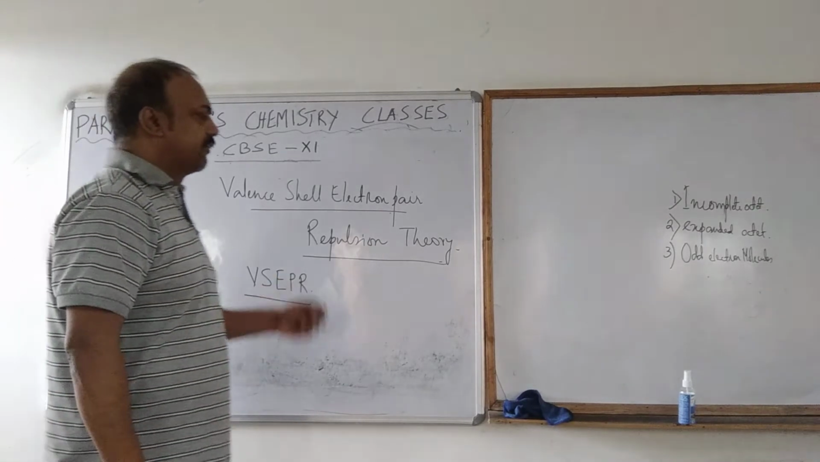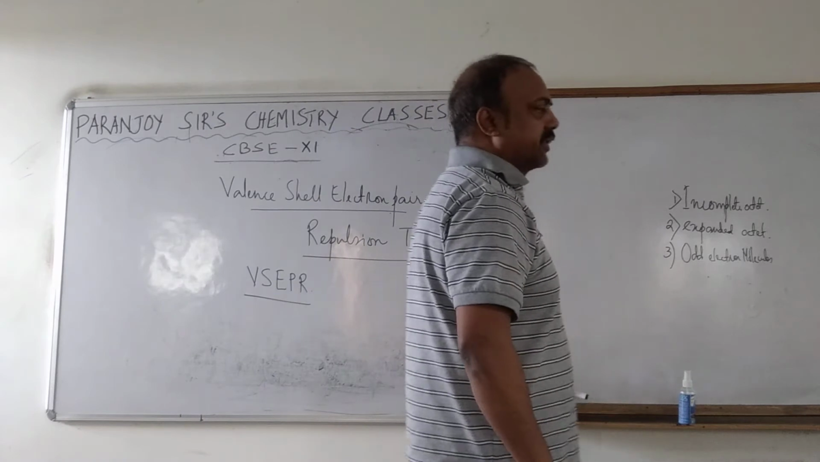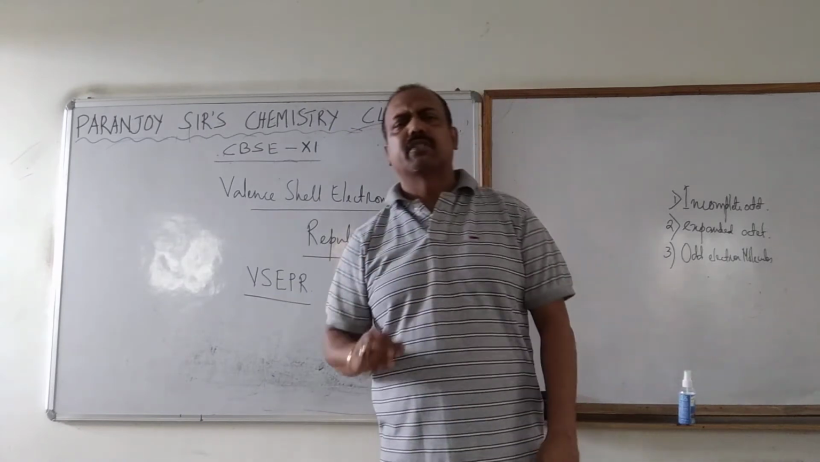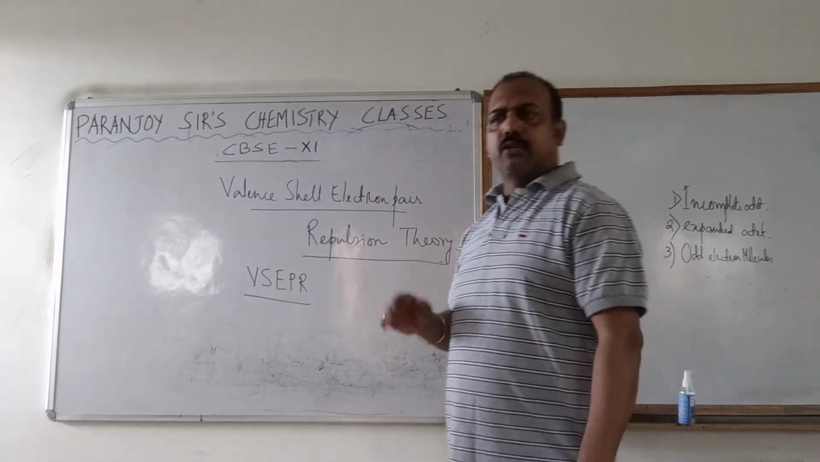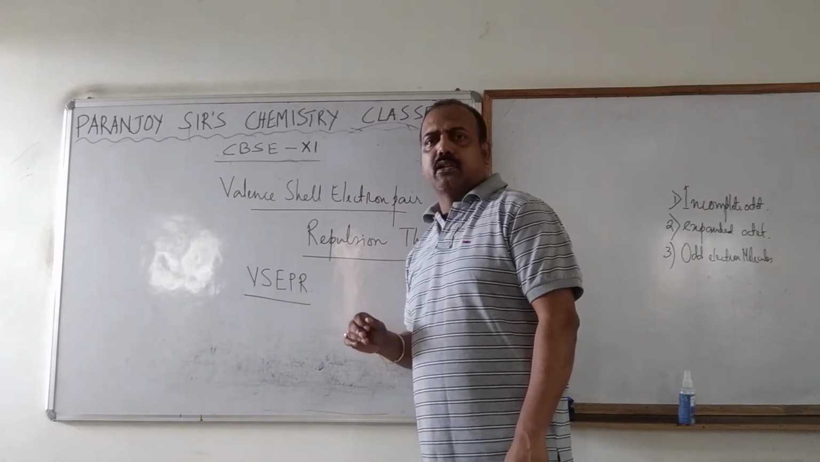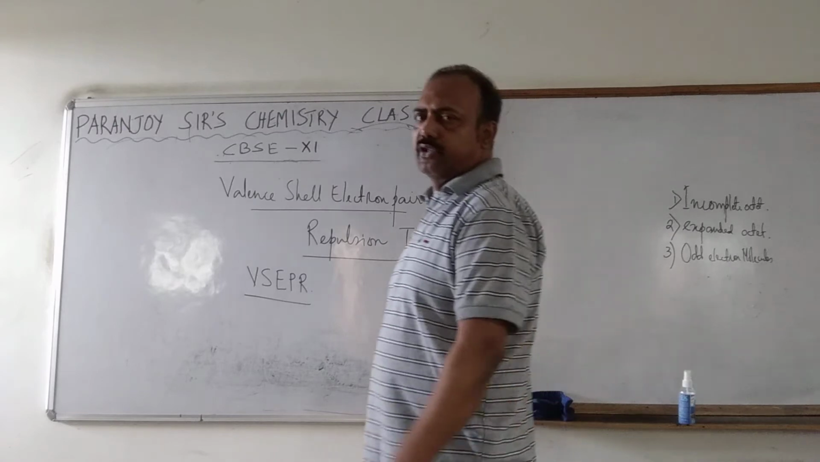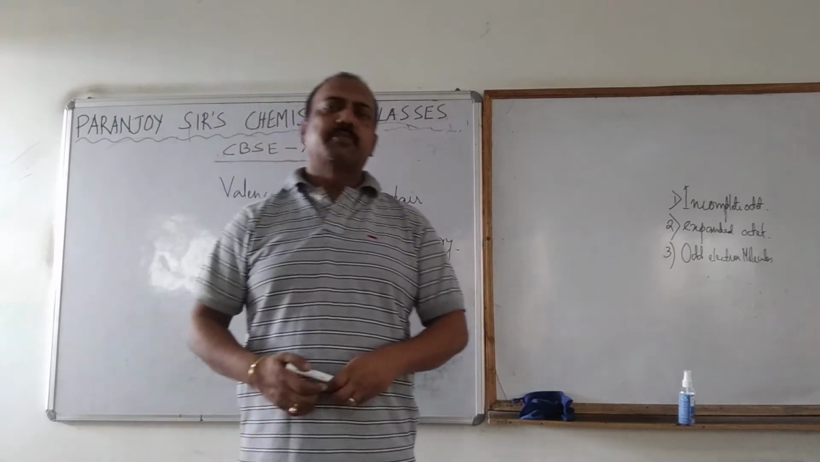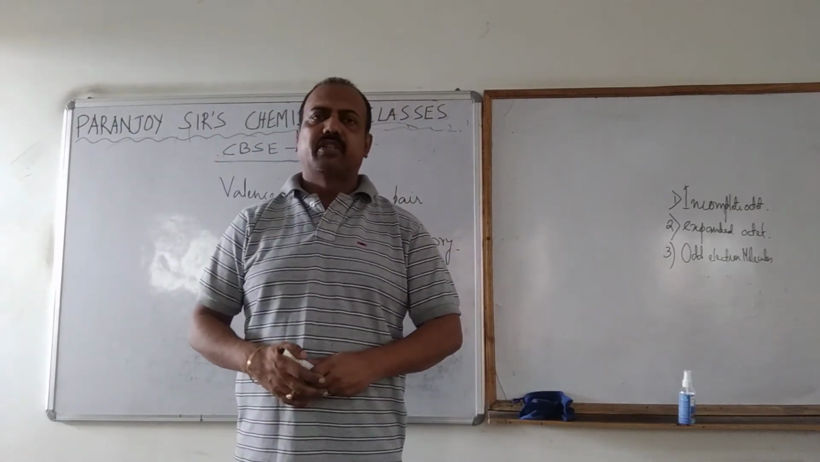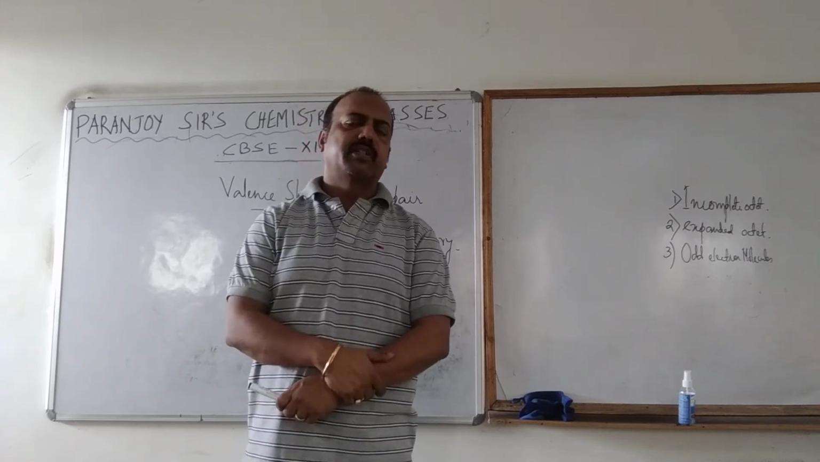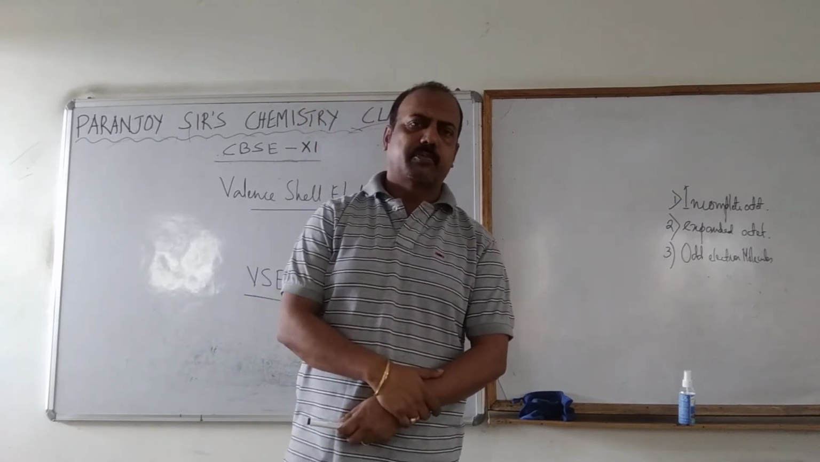Now, from the name itself, we can understand this. But before this, we must know one fact, that is, who proposed this valence shell electron pair repulsion theory? It is proposed by Sidgwick and Pauling. So sometimes one more question comes, we should know this. Sidgwick and Pauling has proposed this.